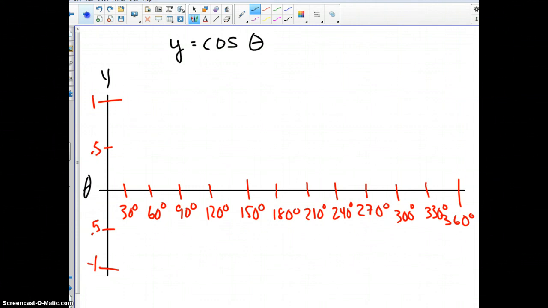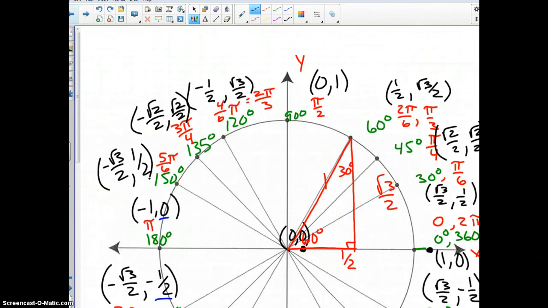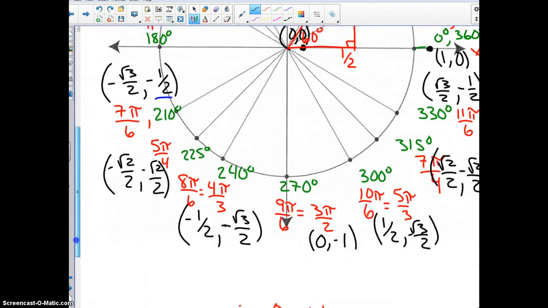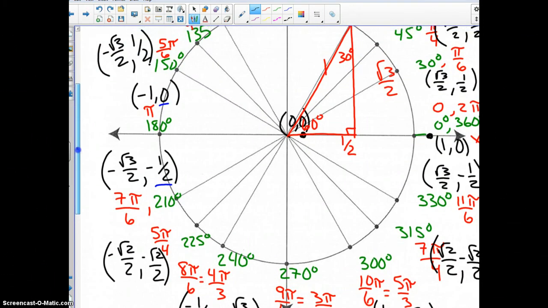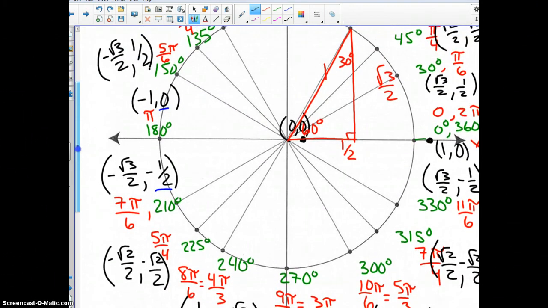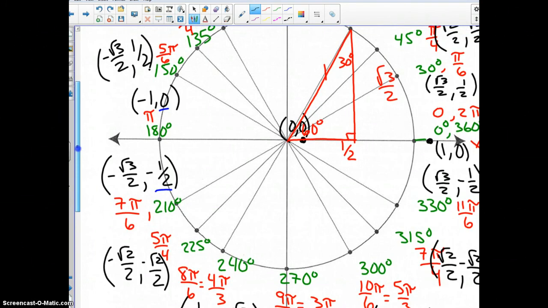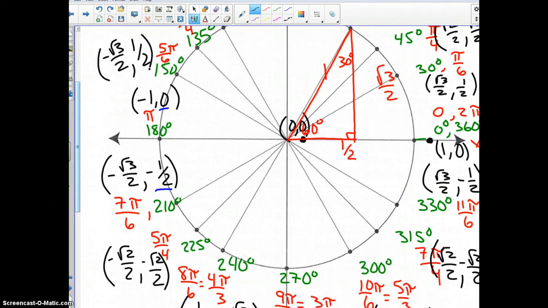Again, I'm going to flip back to the unit circle. We're going to start by making theta 0 degrees. What you remember from the unit circle part is that cosine is just the x-coordinate. So cosine of 0 degrees is 1. We see over here, that's the 1.